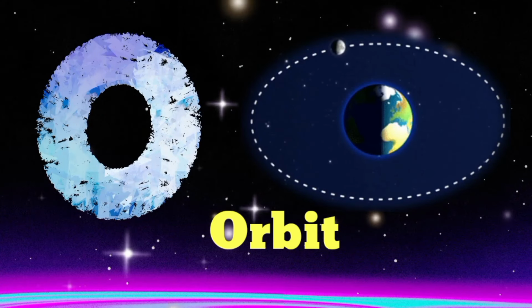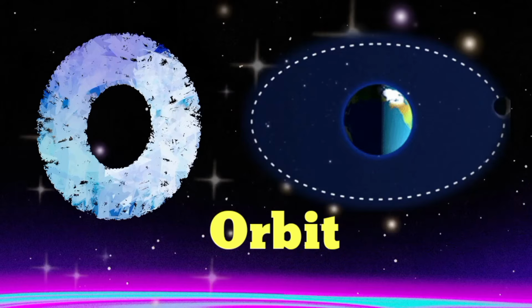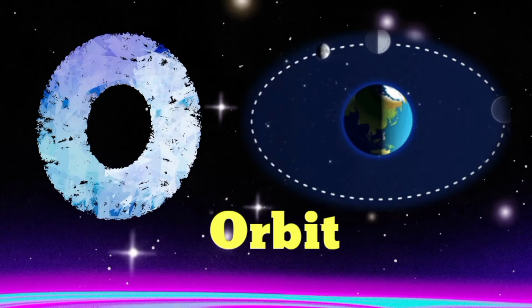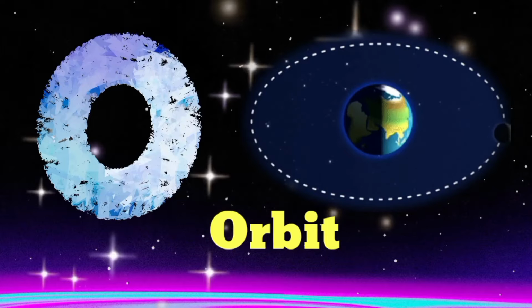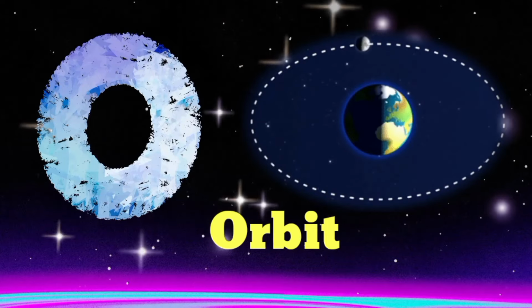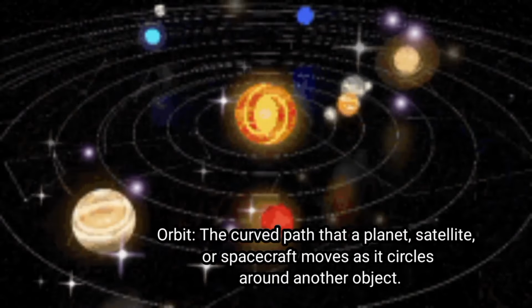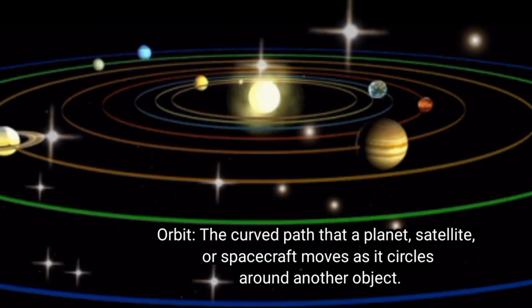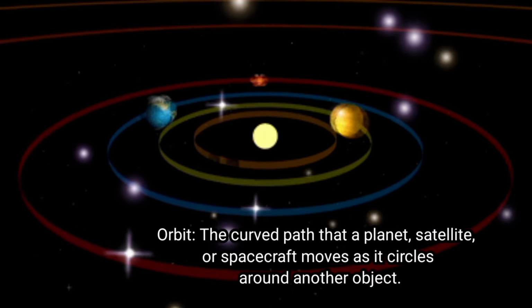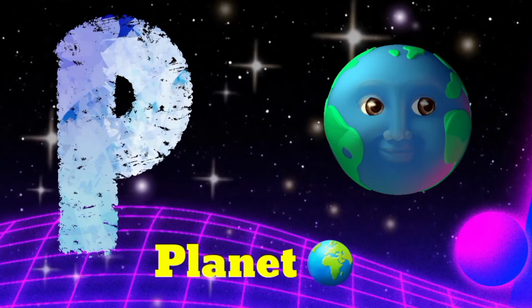O for orbit. We all know orbit. Our Earth, the planets revolve around the Sun by orbit. Orbit, the curved path that a planet, satellite or spacecraft moves as it circles around another object.